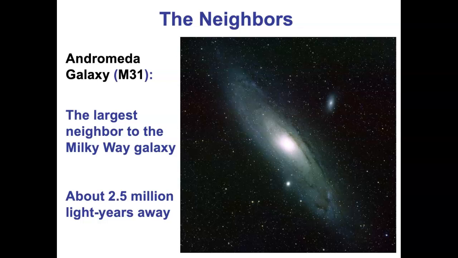Andromeda is the next big galaxy over from the Milky Way. So all of these other galaxies that we've been talking about, all these other little ones, are in orbit or in the neighborhood of the Milky Way. Andromeda is 2.5 million light years away. It is about the same size, about the same mass as our galaxy. And it's also a spiral galaxy. So it's kind of the twin to the Milky Way in a lot of ways.